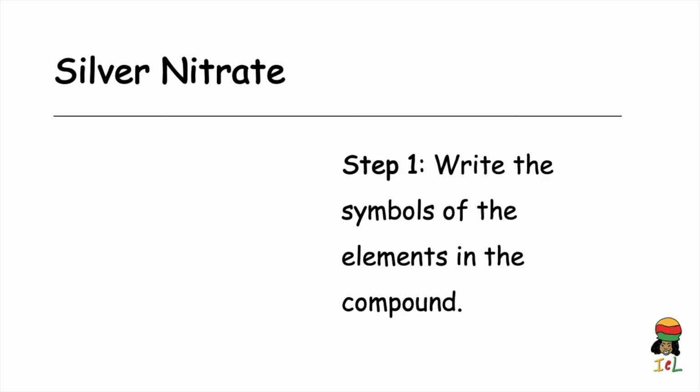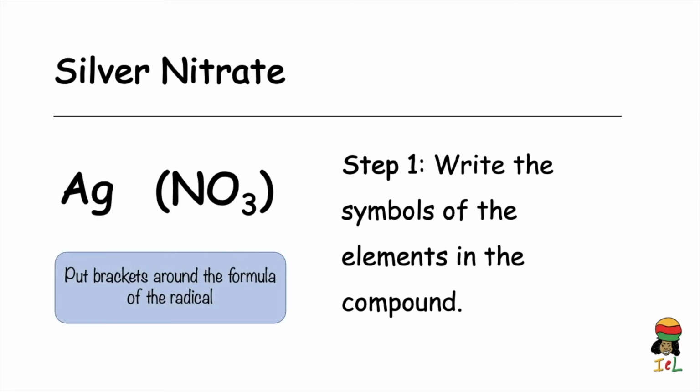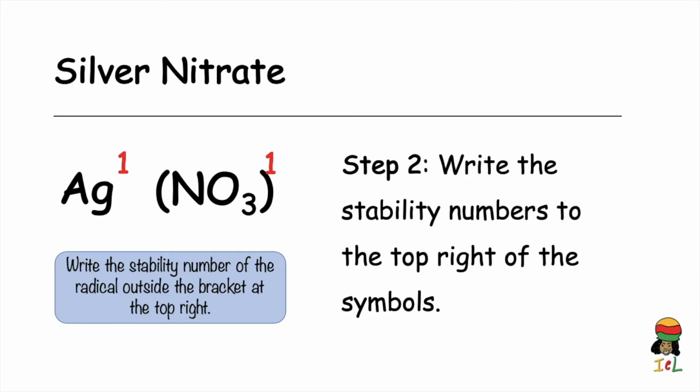Step 1, write the formula of the elements or the radicals in the compound, and of course we have silver, which is Ag, and nitrate, which is NO3. And because nitrate is a radical, we have placed the formula in brackets. Step 2, write the stability numbers to the top right of the symbols. So the stability number for silver is 1 and the stability number for nitrate is 1.